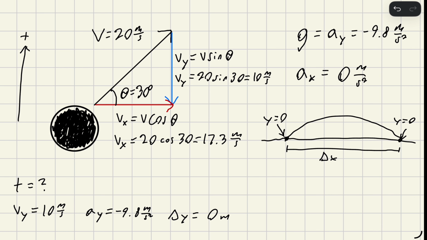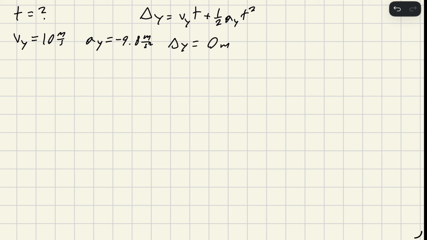Now we have 3 variables with time as the unknown, and we can set up our kinematic equation. That's going to be delta y equals the initial velocity in the y direction times time plus 1/2 acceleration in the y direction times time squared. So we have everything we need to solve this problem for time. I'm going to plug our variables in now. We have 0 equals 10 times time minus 1/2 9.8 t squared. The minus comes from the negative 9.8.